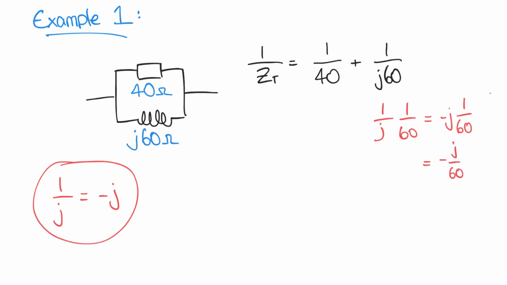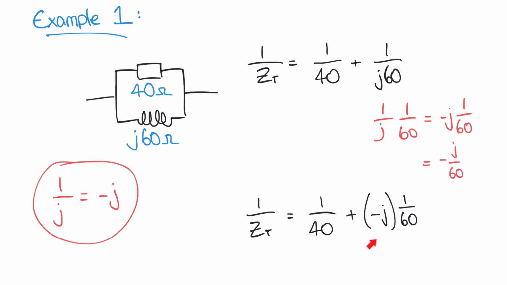And so again, we'll return to our equation. We'll take that into account. We'll say that 1 over ZT is equal to 1 over 40 plus minus J 1 over 60, or we could simplify that a little bit. We could say 1 over 40 minus J 1 over 60. These are equivalent. So at this stage, we can see that we've calculated the inverse of ZT, or we've set up an equation for the inverse of ZT, 1 over ZT here.